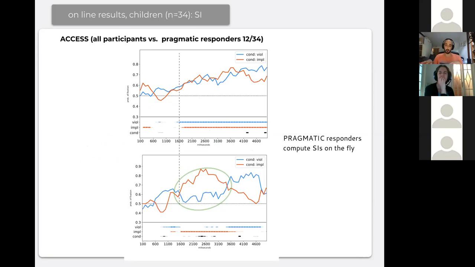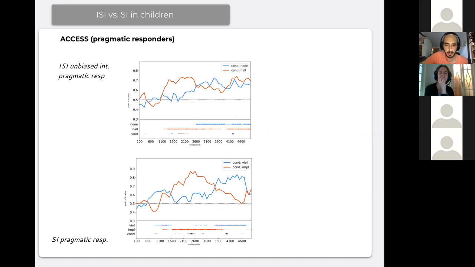So you clearly see that they behave in a different way and that they have this strong, steep increase in looks to the right, at the implicature support scenario. Okay, then again, I'm going to skip this one because it's kind of late.